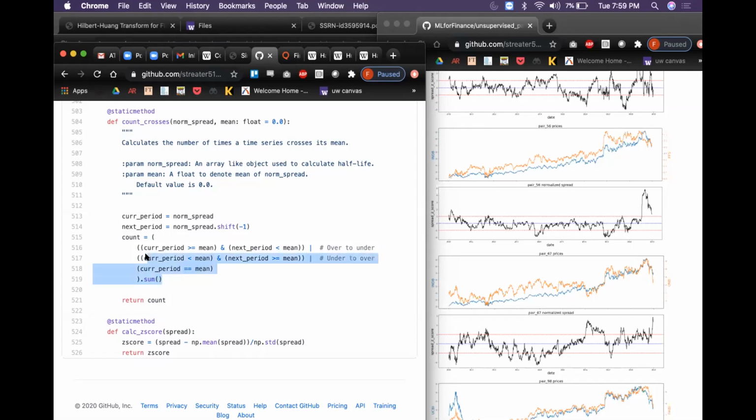And then just this sum function in Python, when you have a list of trues and falses, the sum will just give you the number of trues. So this is an easy way to vectorize looking at whether or not the series has crossed the mean. And then this is just a z-score that I used at one point in this class.